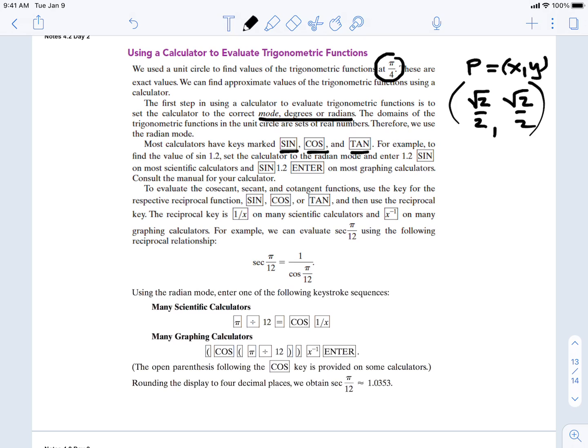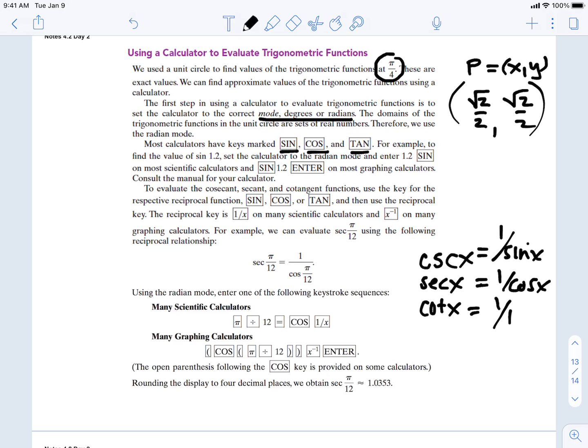So in order for you to work with the cosecant, the secant, or the cotangent, you need to work with their inverses. So the inverse is 1 over the sine of x, 1 over the cosine of x, and 1 over the tangent of x. So the keystroke you might use is 1 over x, or x to the negative 1 with scientific calculators.